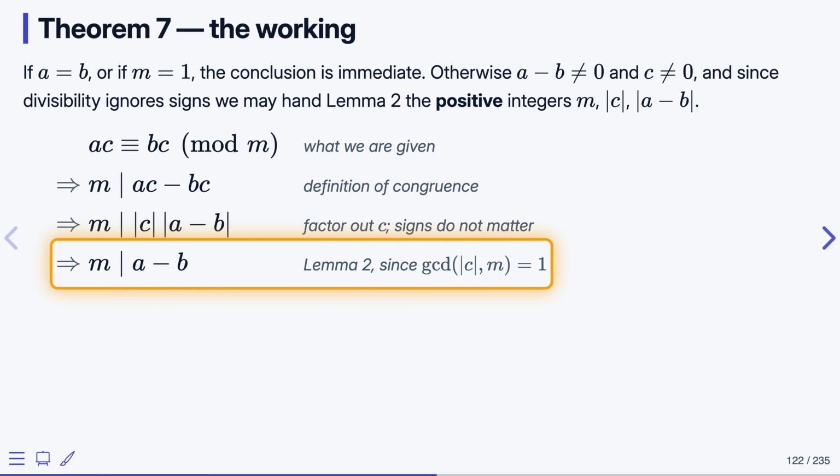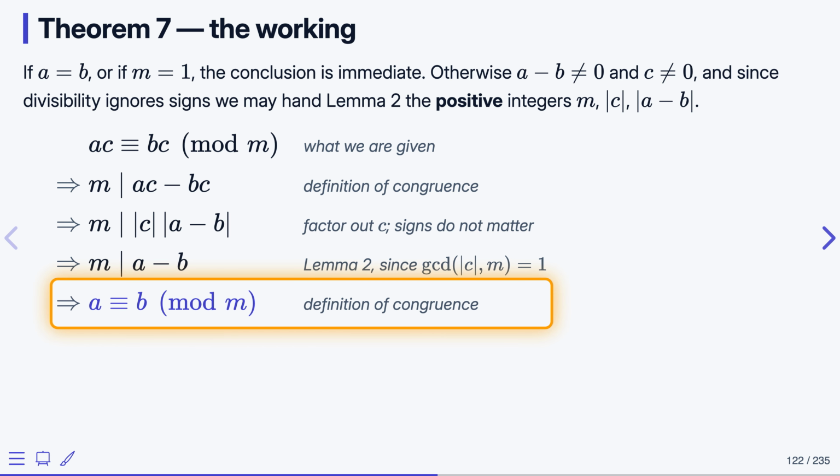Step 3. Now use lemma 2 with m playing the role of a and the size of c playing the role of b. Since m and c share no common factor, m must divide the other factor, the size of a minus b, on its own. And again signs do not matter, so m divides a minus b. Step 4. And that is exactly what it means to say a is congruent to b, mod m.